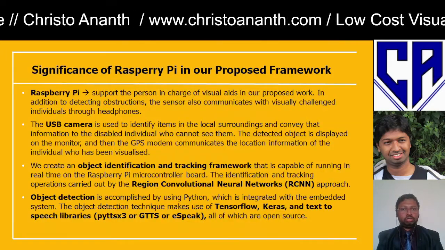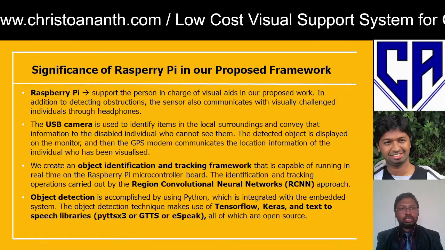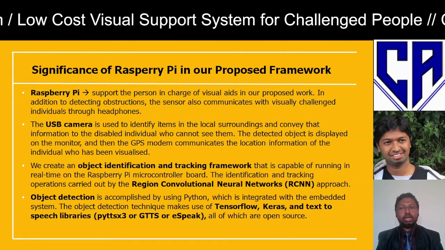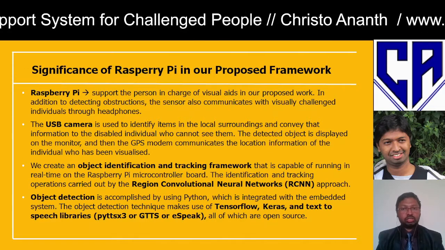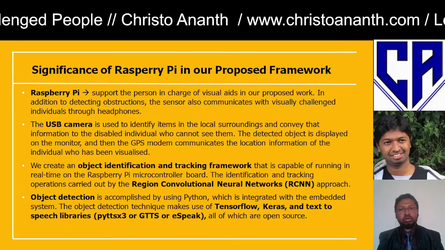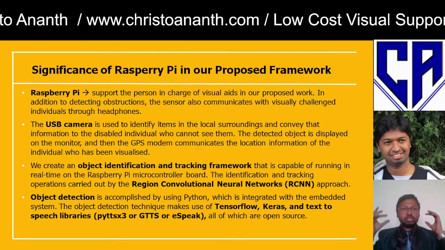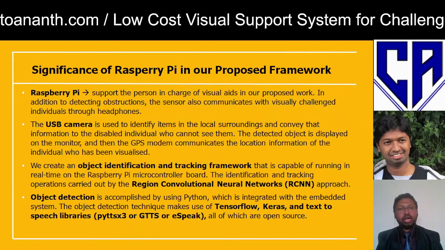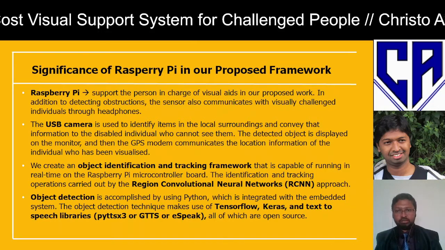And then about the significance of Raspberry Pi, definitely it is going to help the person in charge of the virtual aids in a proposed work. And definitely, in addition to detecting the obstructions, the hindrances, the sensor is going to communicate efficiently with the visually challenged individuals through the headsets. And the USB camera is going to identify items in the local surroundings, and it's going to convey that information to the disabled individual who cannot see them.